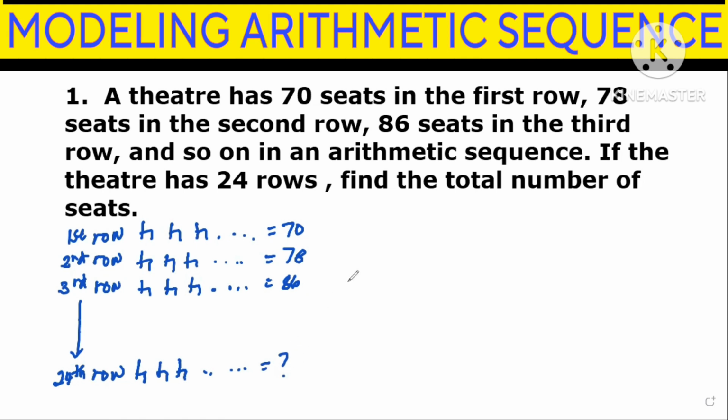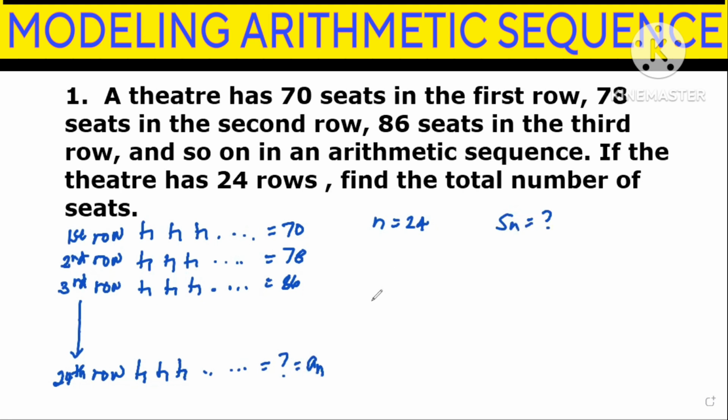Now, since the problem follows an arithmetic sequence, the number of rows, which is 24, corresponds to n, right? So n is equal to 24. That's the number of terms from first row to the 24th row. And the total number of seats corresponds to what? Is it a sub n or S sub n? Remember, this is our a sub n, the last term. So we are looking for, of course, S sub n. That is the missing one. So try to analyze the problem.